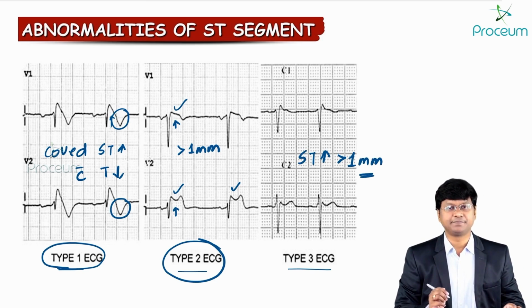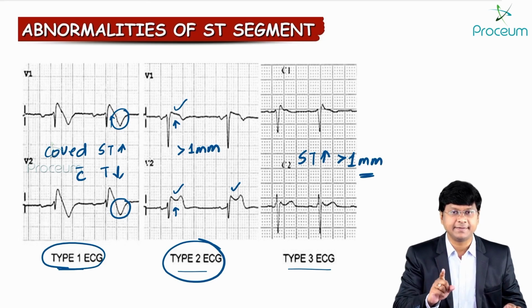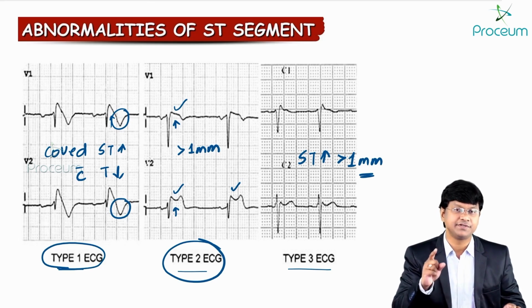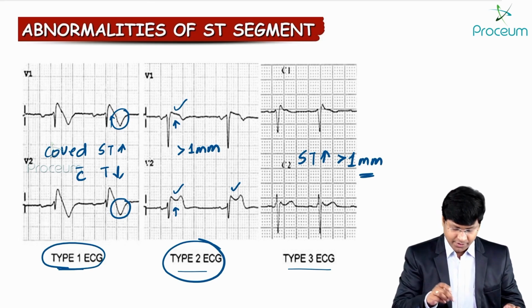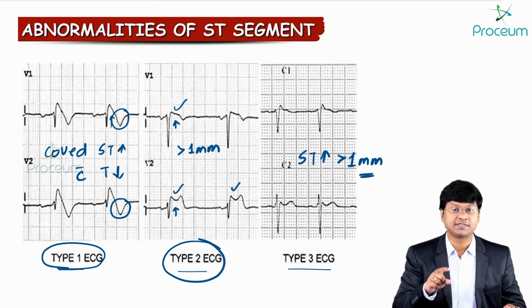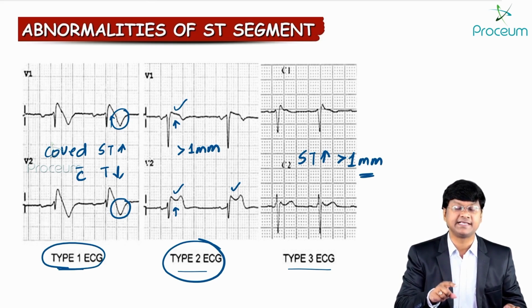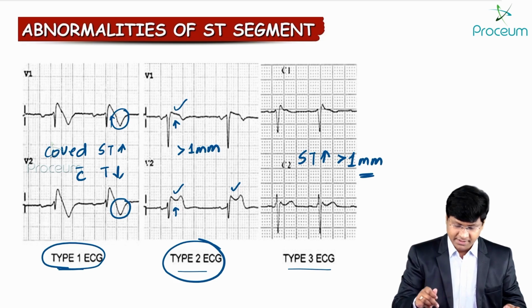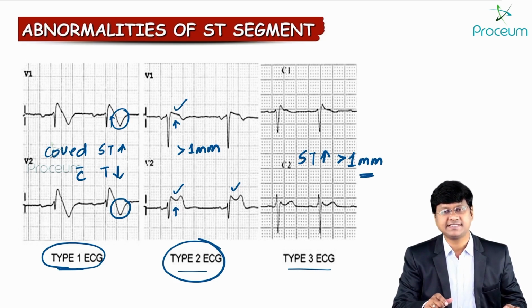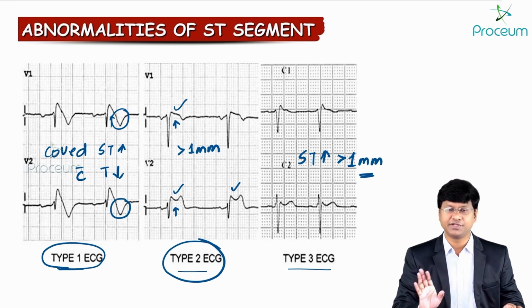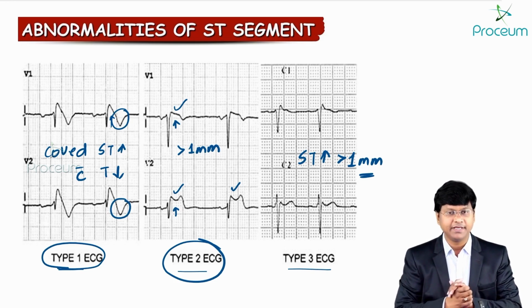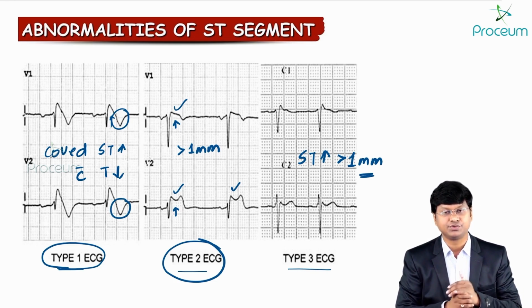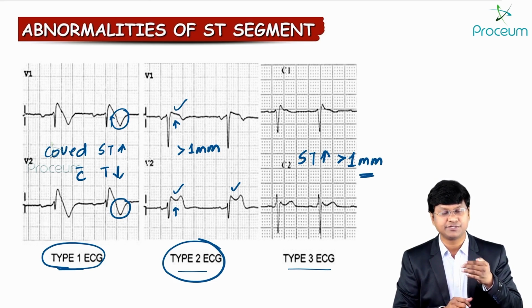So this will be of type 3. To summarize, in type 1 you will have coved ST segment elevation with T wave inversion in V1 and V2. Whereas in type 2 you will have saddleback shaped ST segment elevation of more than 1 mm. Whereas in type 3 you will have ST segment elevation, but that will be of less than 1 mm. So those will be the various types of Brugada syndrome.